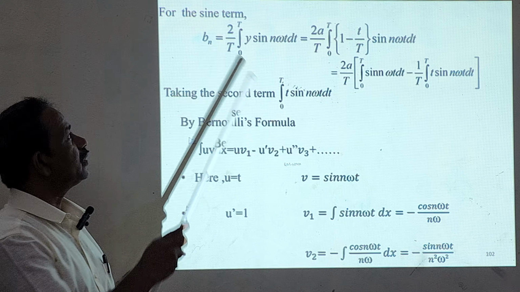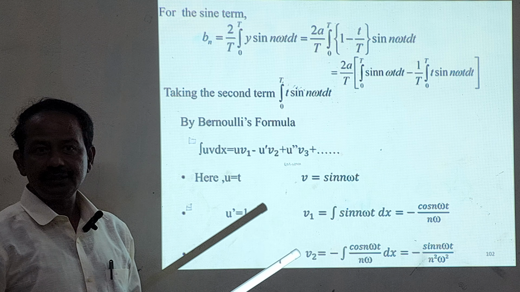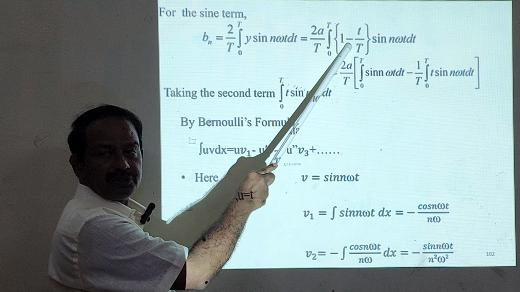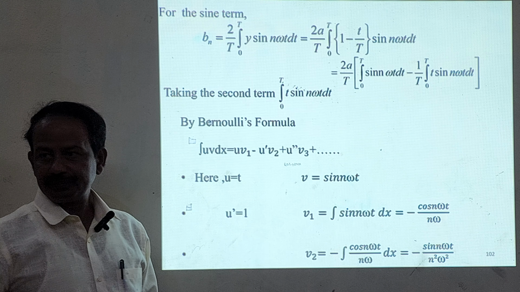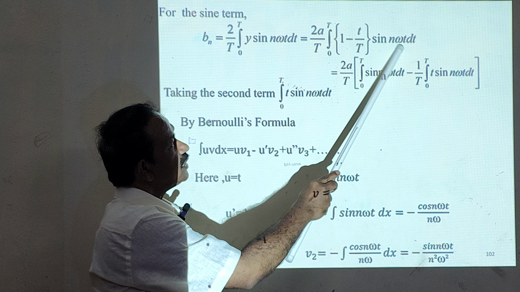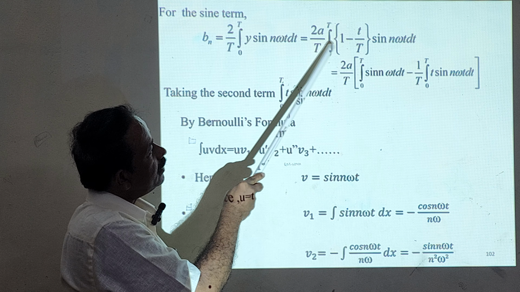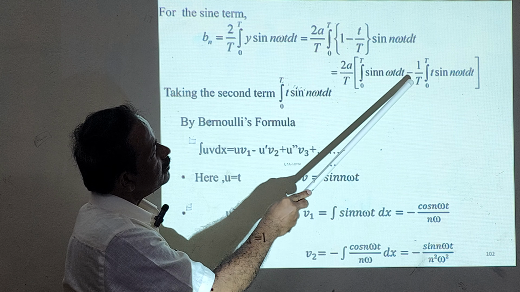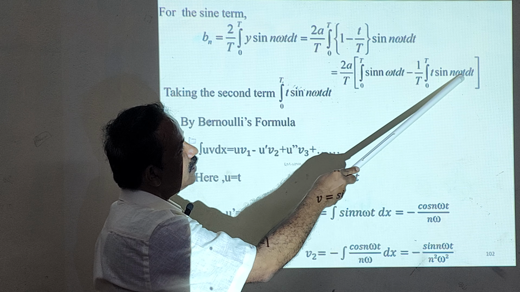We'll have to calculate bn now. bn equals 2 divided by T, integral of y sine n omega t dt. Instead of y, you'll have to substitute this one. Now remove the bracket and convert separately. So this becomes sine n omega t dt, and this becomes minus this t. Here you have written t, I have inserted. So T divided by T sine n omega t dt.